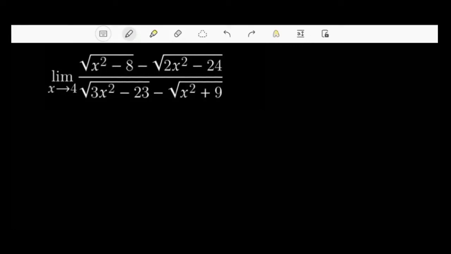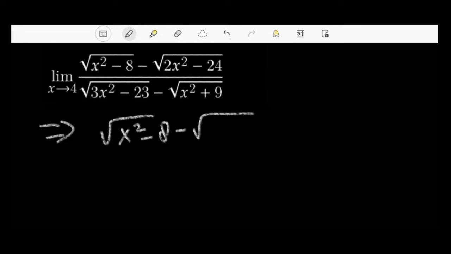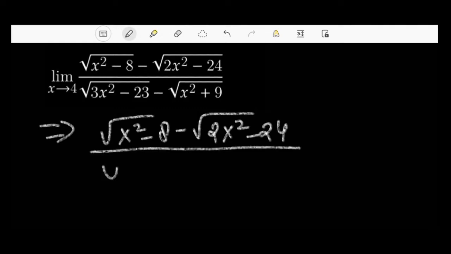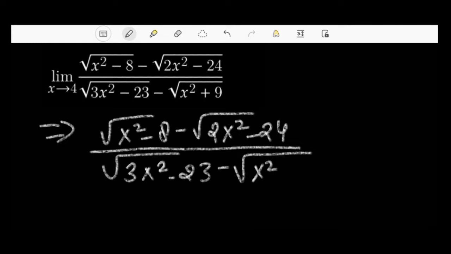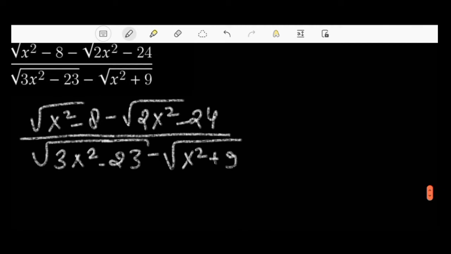So here we got a limit problem. To solve this problem, I'm going to use the method of rationalization. So let's consider our fraction, which is square root of x square minus 8 minus square root of 2x square minus 24, divided by square root of 3x square minus 23 minus square root of x square plus 9. Here I'm going to rationalize this fraction.